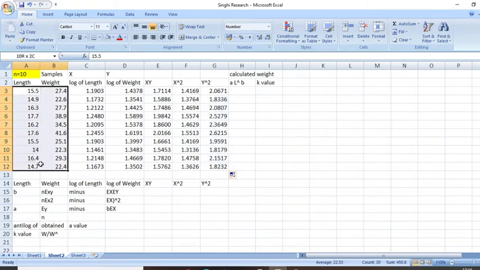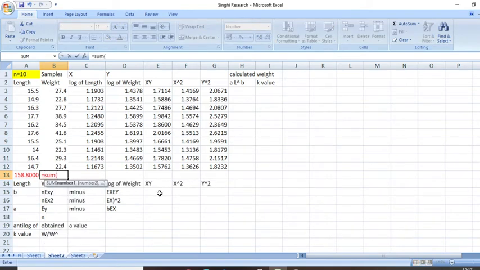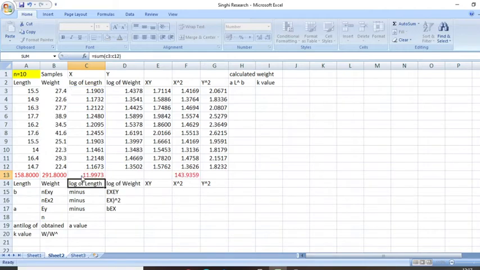Now we need to take a sum of all by using the auto sum option, or you can give the formula equal to sum open bracket, or else equal to sum of C3 to C12 close bracket.